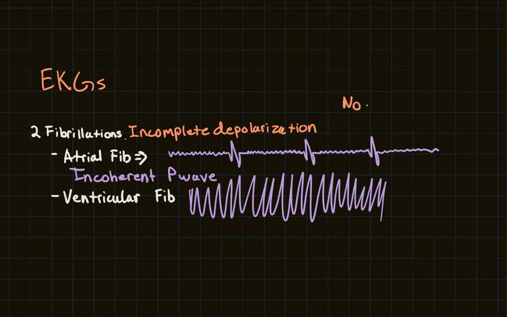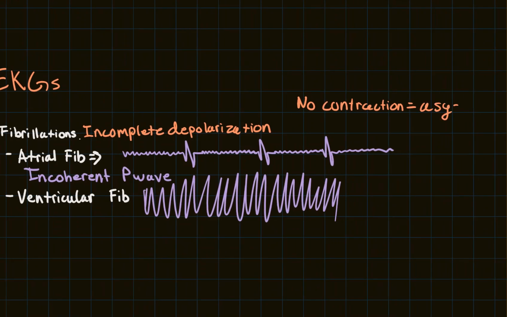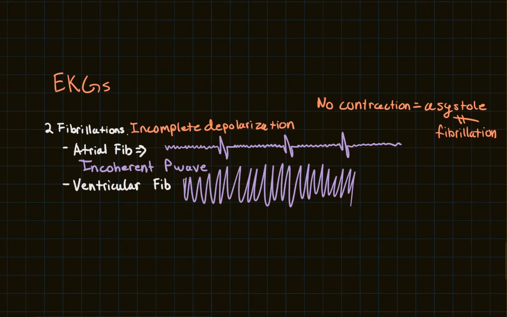So the absence of contraction or no contraction, that is asystole. Asystole is not the same thing as a fibrillation. So with fibrillation, it's the asynchronous contraction. So the contraction that is not rhythmic anymore. Asystole is a full lack of contraction, so no contraction whatsoever. With fibrillation, it is still trying to contract, it's just not doing it in a coordinated fashion.